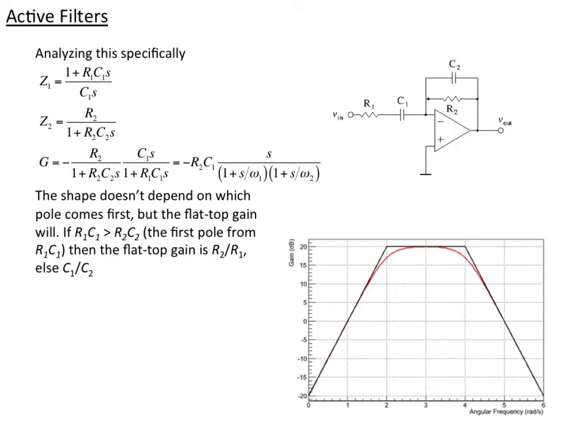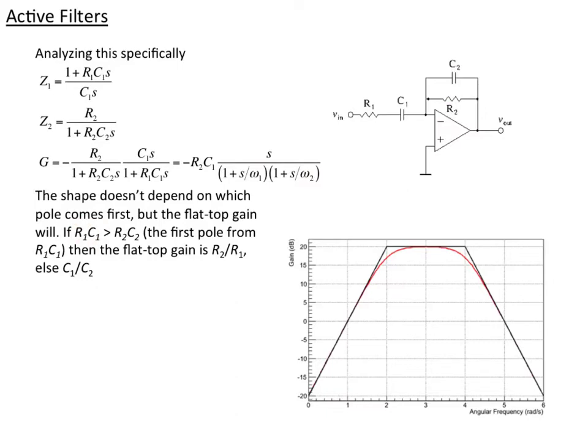The shape doesn't really depend on whether omega 1 or omega 2 is greater. Sorry, I switched from the last one, from nu to omega. It's still 1 over RC. Doesn't matter which of those is greater, which of the frequency associated with this or the frequency associated with that, which is bigger. But it determines what the actual gain is at the top.